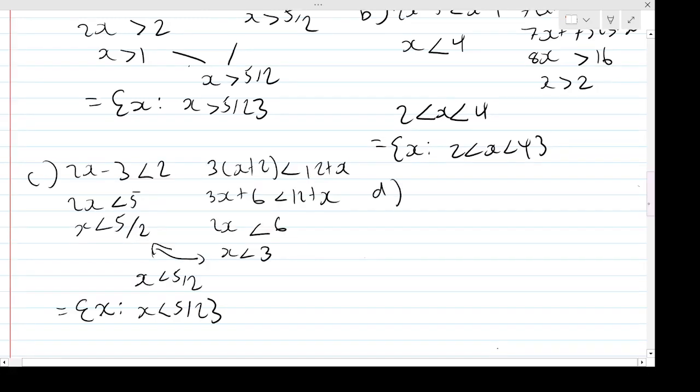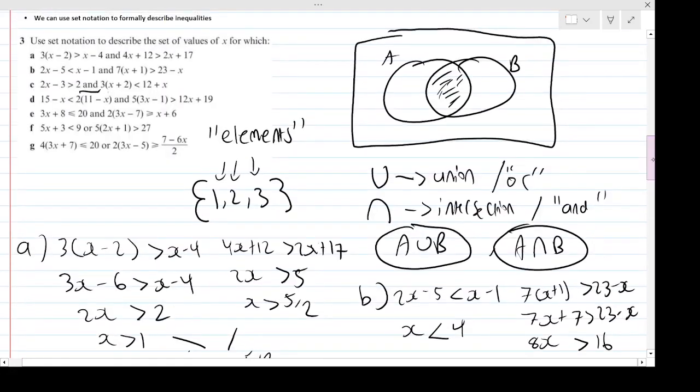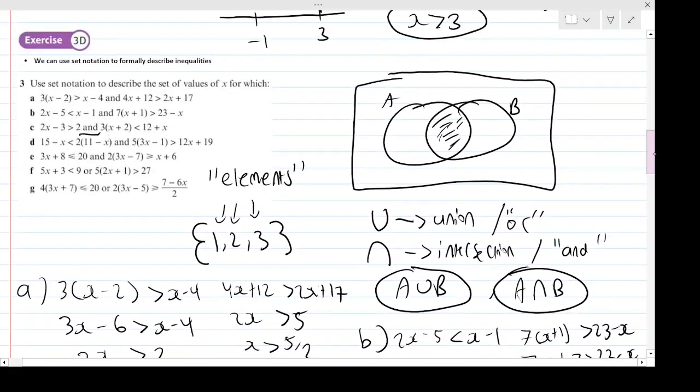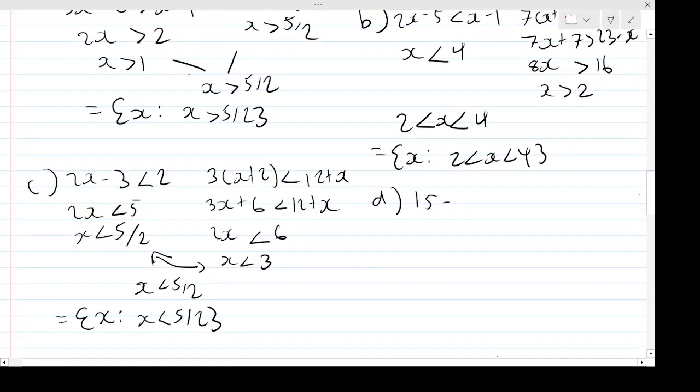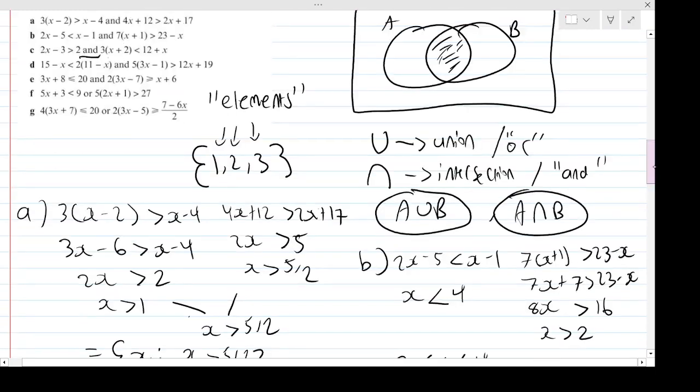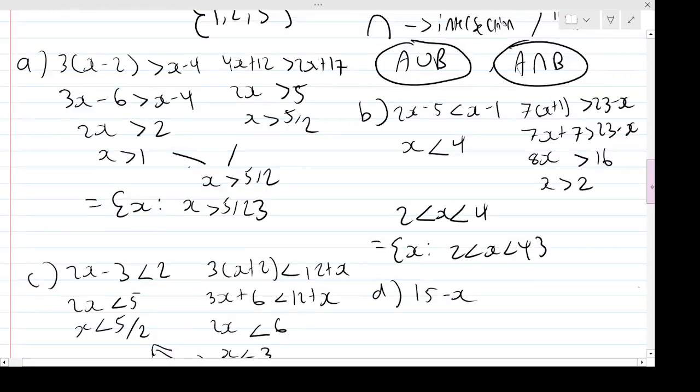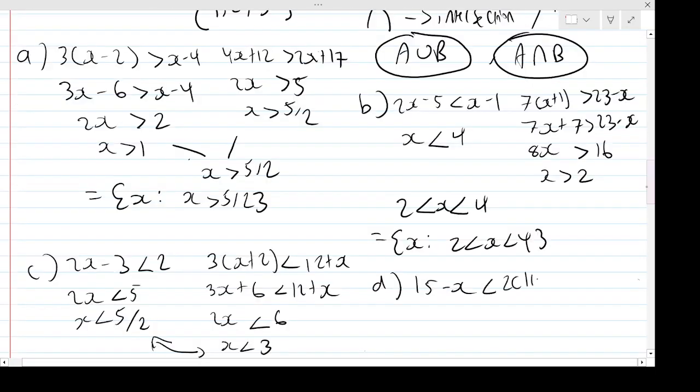There we are, so part D. And hopefully you start to recognise the pattern now for these sorts of set notations. Part D, we have 15 minus x is firstly less than 2 of 11 minus x.